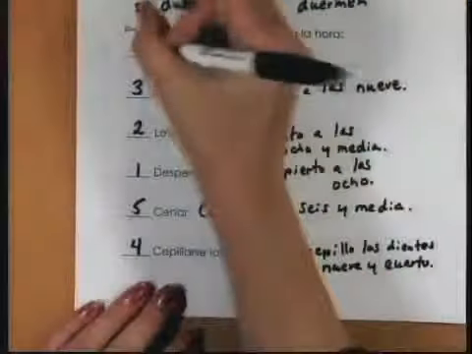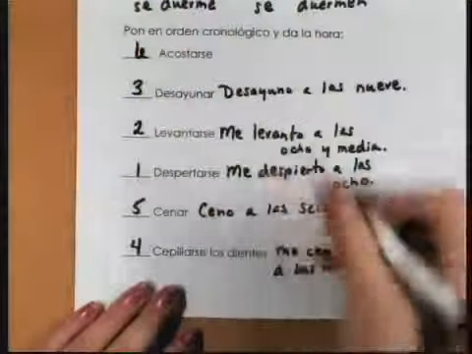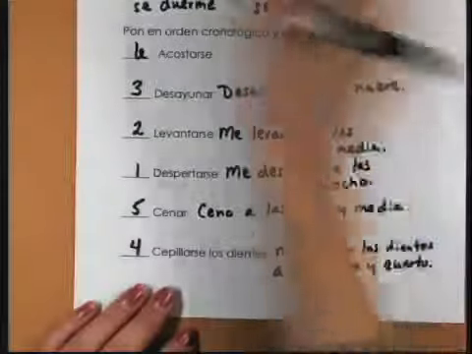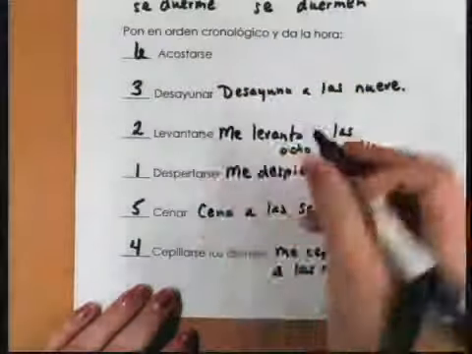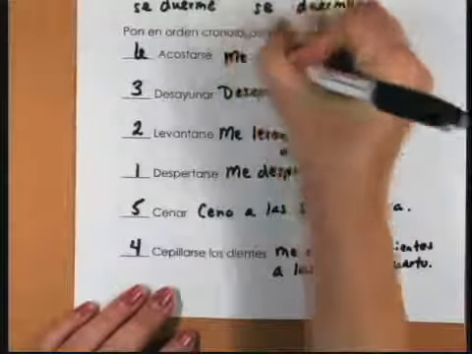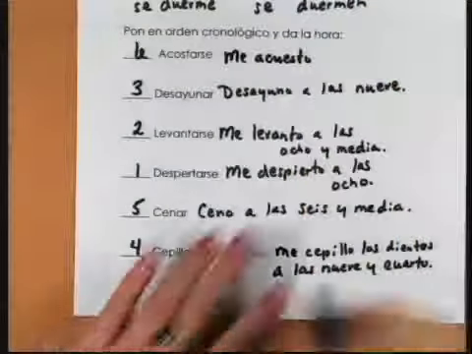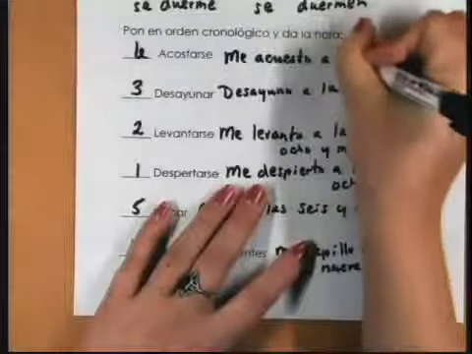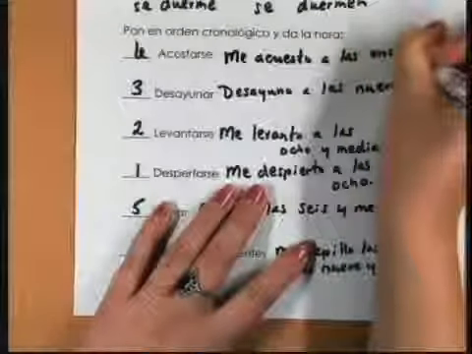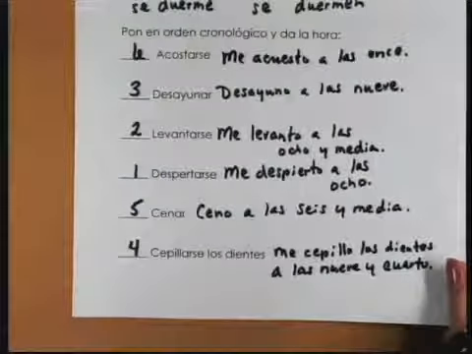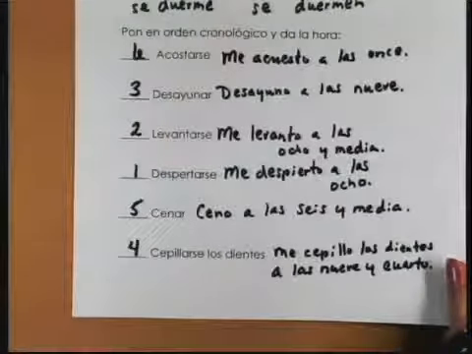Y finalmente, al final del día, ¿qué haces? Se acuesta. Okay, that means to go to bed. Not to fall asleep, that's dormirse. To go to bed is me acuesto. It's another stem changer. Me acuesto a las 11. I go to bed at 11 o'clock.